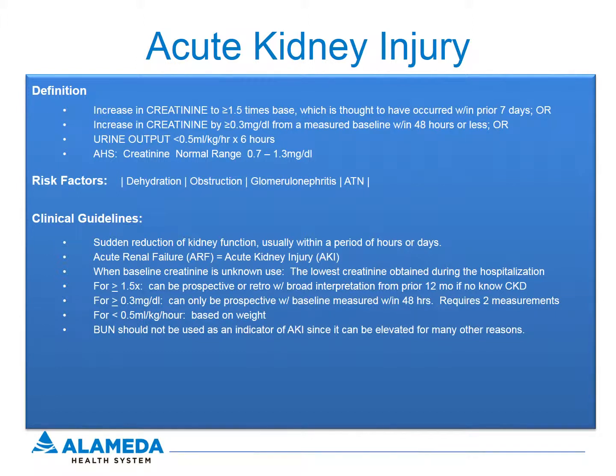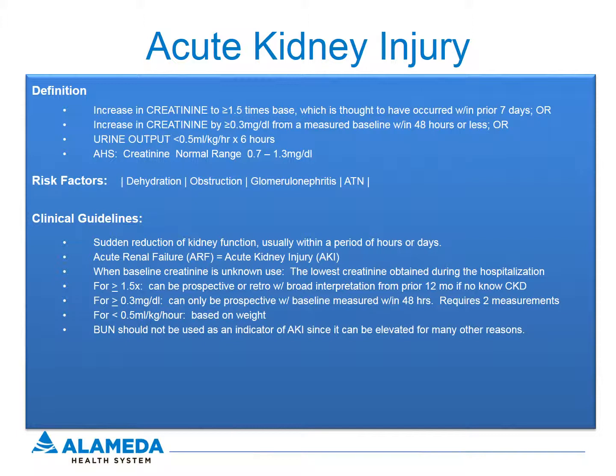So looking forward, a patient is admitted to the hospital, you get their baseline, and going forward, their baseline is increasing within 48 hours by 0.3 on 2 different measurements. The other clinical guideline is less than 0.5 mL per kilogram per hour, that there's a reduction in the urine output based on weight. And then lastly, the BUN should not be used as an indicator of AKI since it can be elevated for many other reasons.